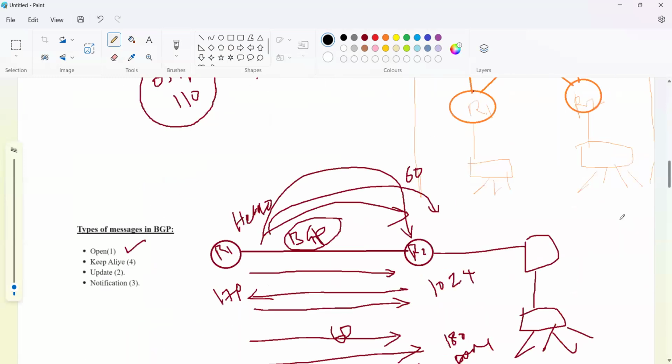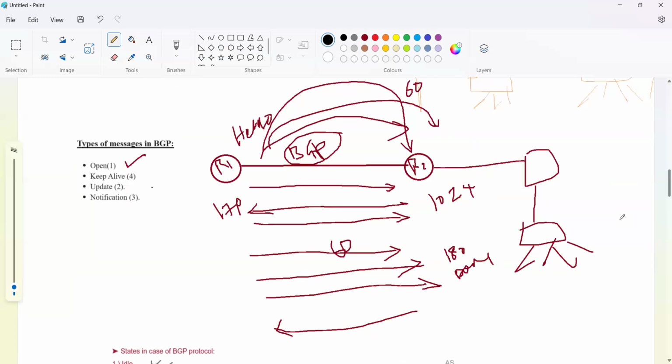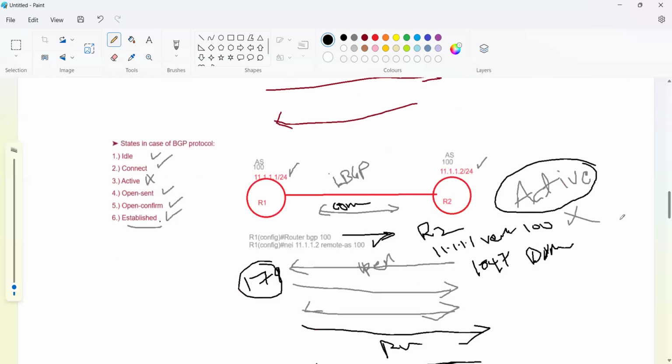And we have four types of messages: open, keepalive, update message, and notification message. And we have six states: idle, connect, active, open sent, open confirm, and established. These are the message types and states.